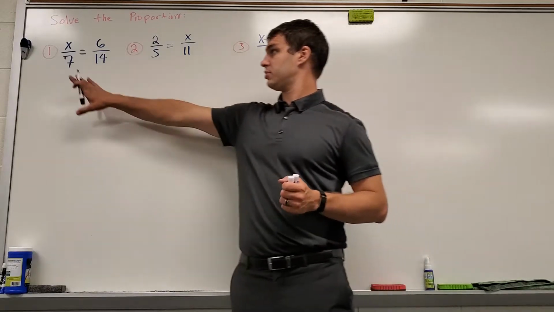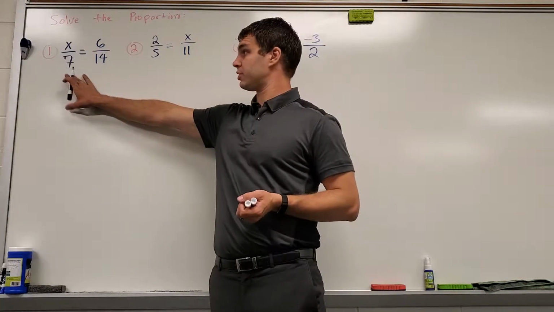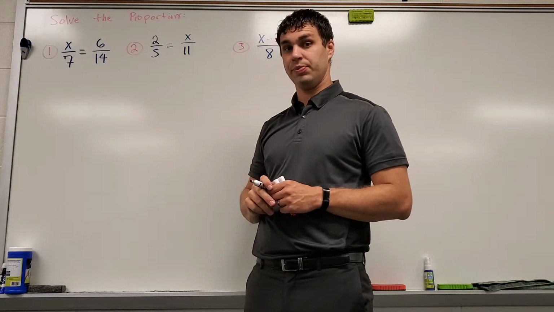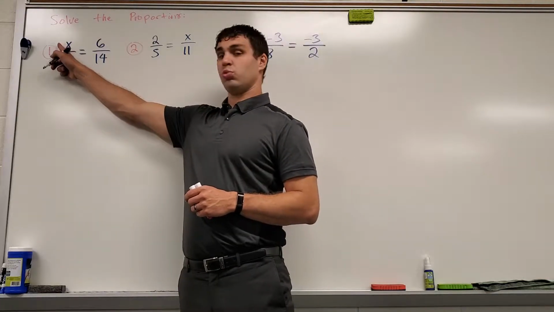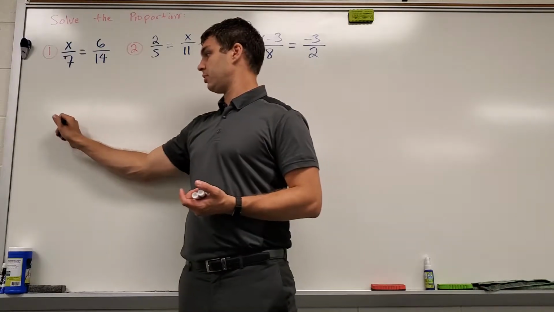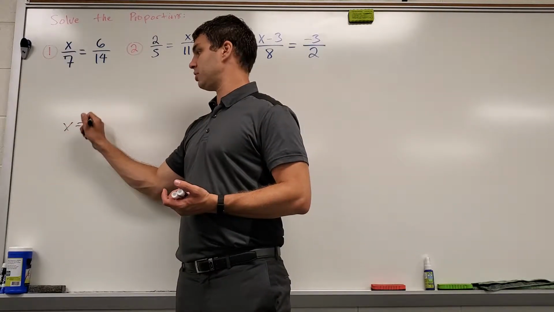Right? Sometimes they're pretty straightforward, where like this one you can see to go on the bottom from 7 to 14 and multiplied by 2. So on the top, what times 2 would give you 6? Well, 3 would. So I can see right away that the answer should be 3.